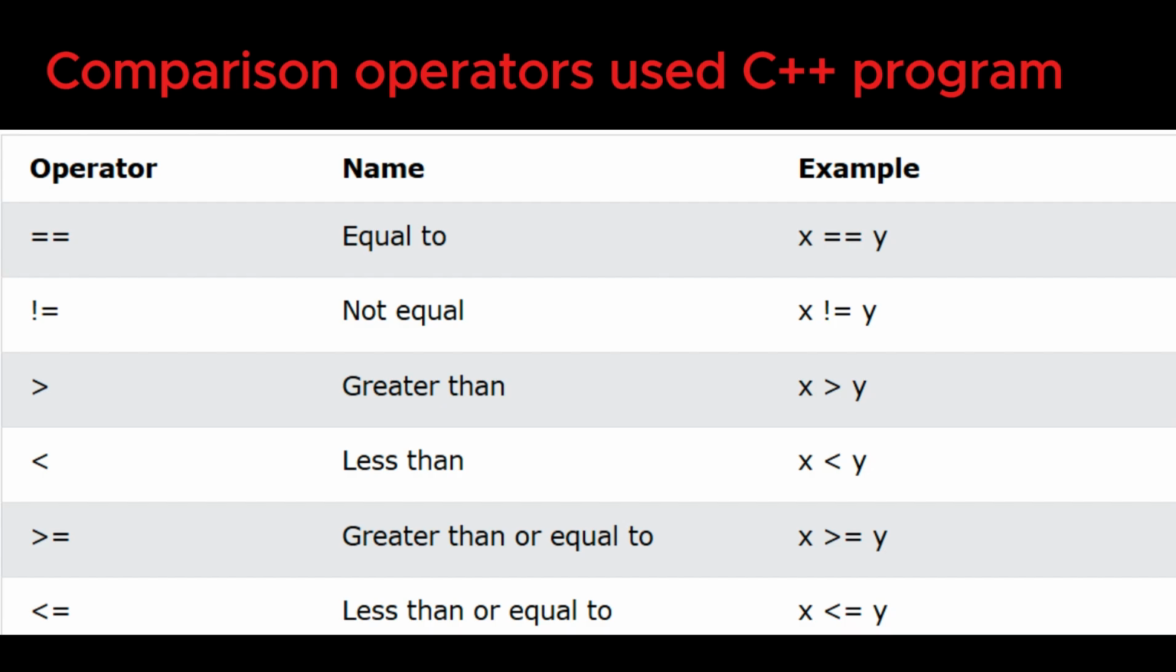The third one is greater than. Example, x greater than y. The fourth one is less than. Example, x less than y. The fifth one is greater than or equal to. An example is x greater than or equal to y. The last one is less than or equal to sign. Example, x is less than or equal to y.